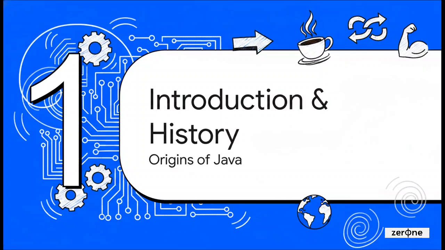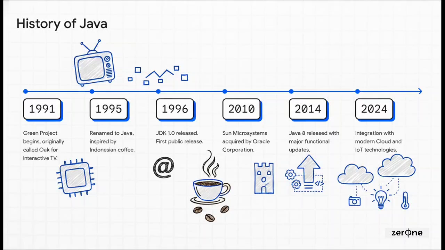Introduction and history. To truly master Java, we first need to understand its origins. Why? Because the exact problems it was created to solve back then are the very reasons it remains so incredibly powerful today. Let's step back to 1991. A team at Sun Microsystems known as the Green Team, led by James Gosling, who's widely considered the father of Java, started a project initially called Oak. And what's truly fascinating is their original intent. They were actually trying to design a language for interactive television.